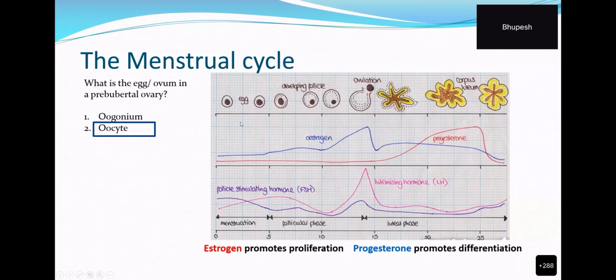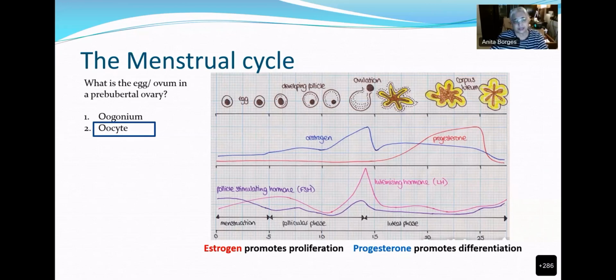They continue to dwindle in number, and by the time a girl child is born, from 7 million they have already reduced to 1 to 2 million. The number continues to reduce till puberty, by which time only 400,000 are left, out of which about 400 undergo ovulation in a woman's lifetime. So that's how it goes. No, you're absolutely right. And I think it's very important that there are no oogonia, like there is a spermatogonia, which you see in the testes.